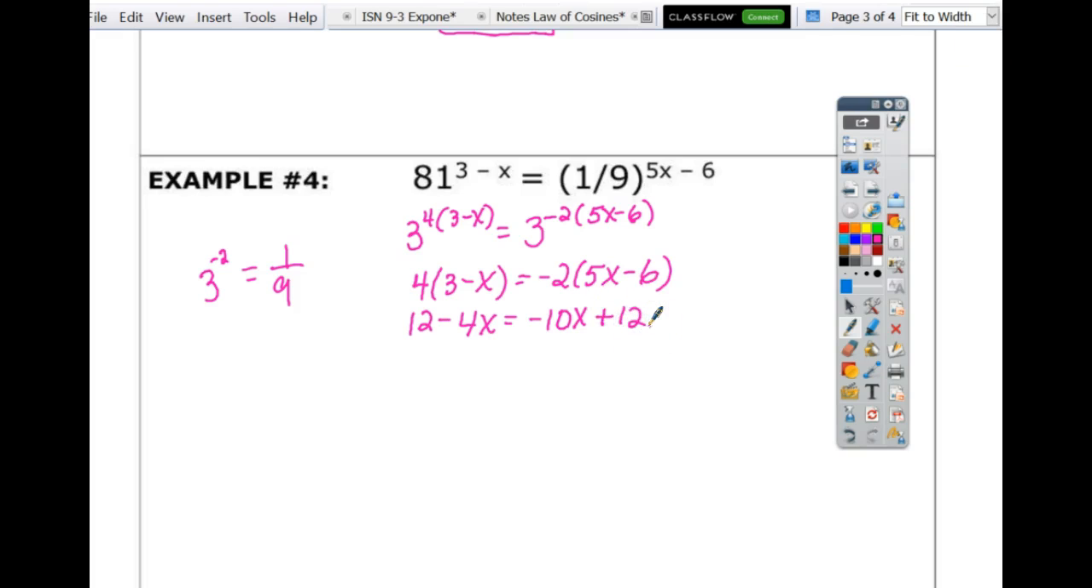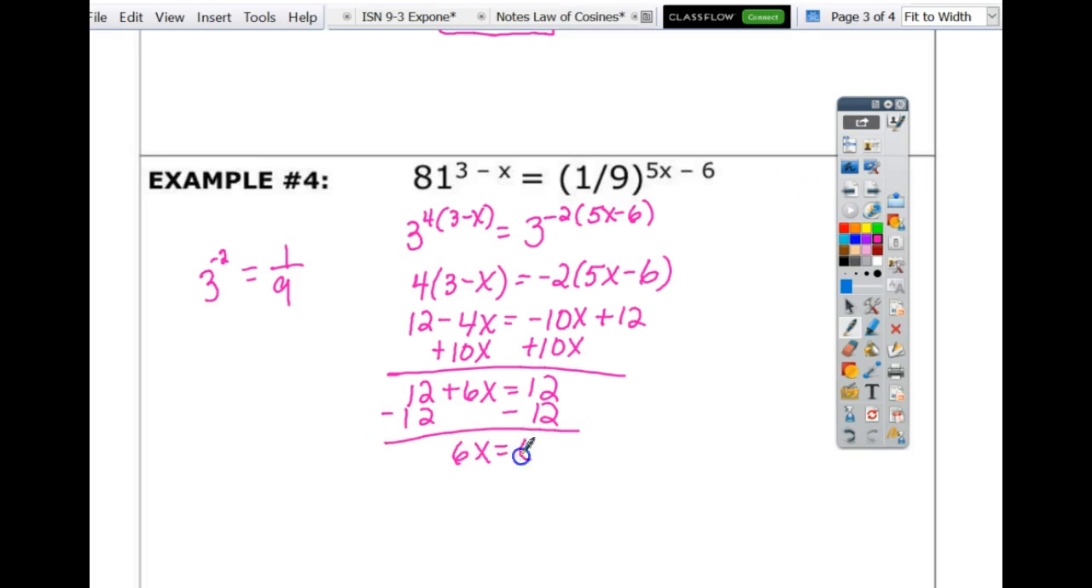Did I get all the negatives this time, Holly? Thank heaven. So now what do I do? Right. So can I add the 10x? That way I end up with positive x's. Yep. So is that a mistake? So it's 0.